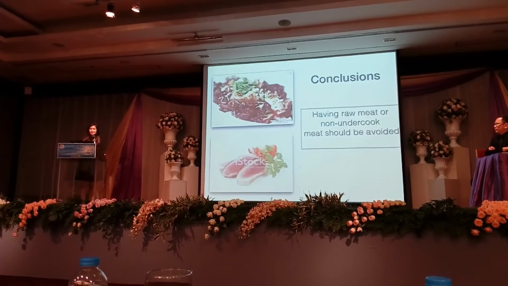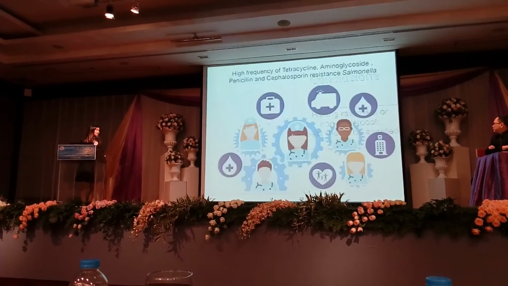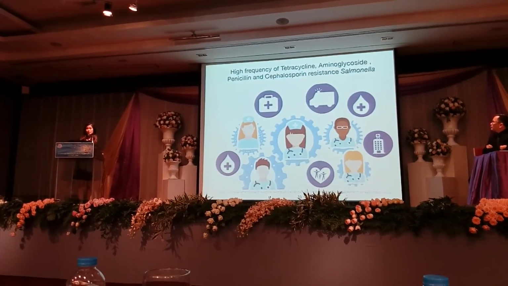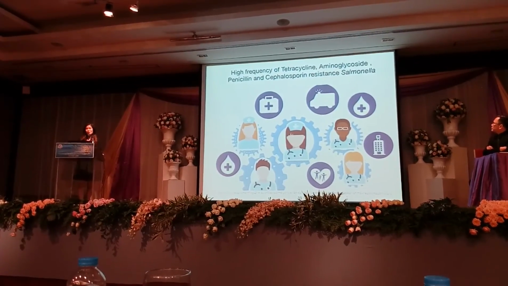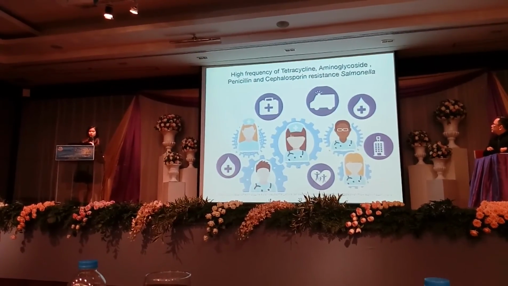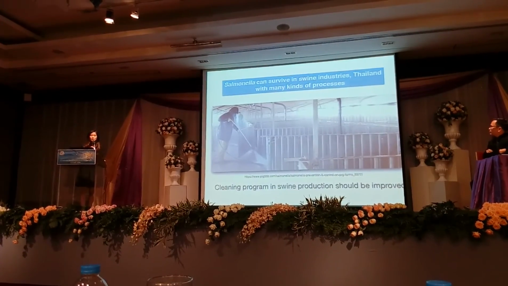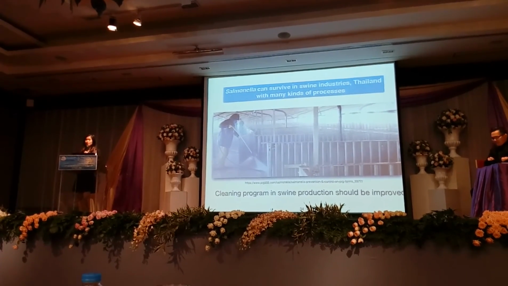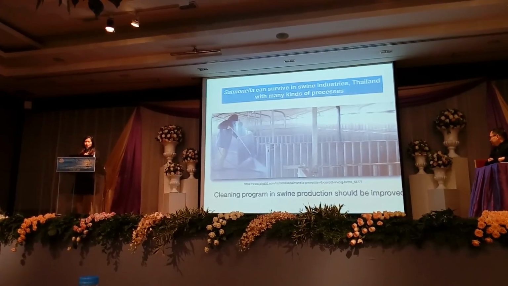As you know, raw or uncooked meat should be avoided. And antimicrobial use should be controlled by veterinarians, dentists, doctors, and pharmacists. Salmonella can survive in the swine industry in Thailand through many kinds of processes, so the cleaning program in the swine production chain should be improved.